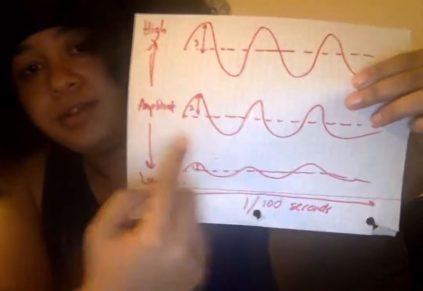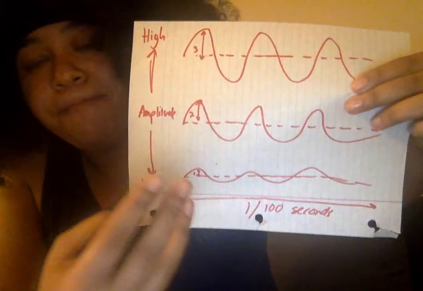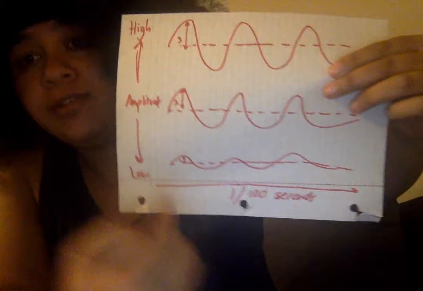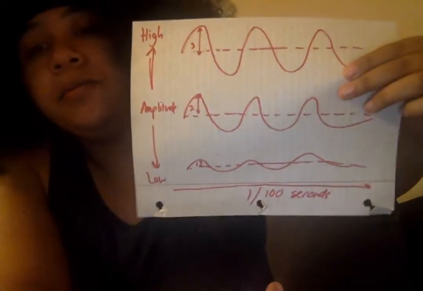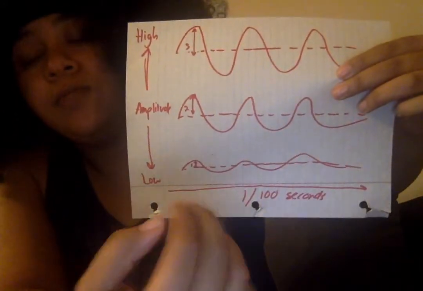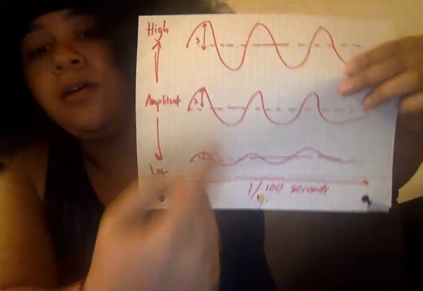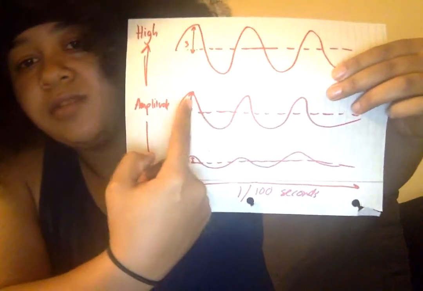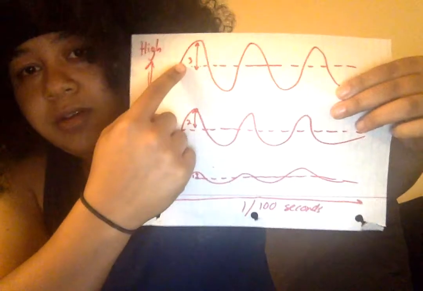And I didn't do a very good job, but I tried to depict each of these three waves as having the same frequency. There's 3 cycles over 1/100th of a second, so they're all the same. The only way that these waves differ is in their amplitude. Okay, and I tried to pick this one as having like 1 unit of amplitude, this one having 2 units, and this one having 3 units.